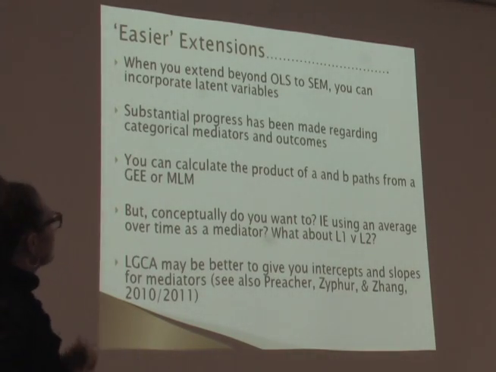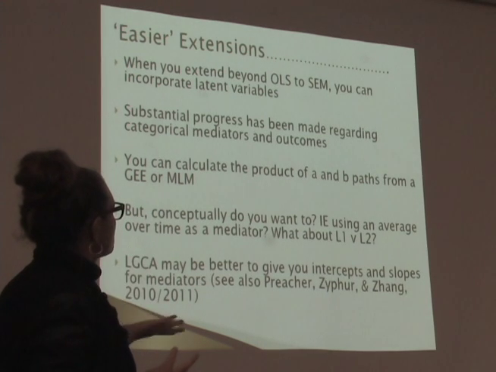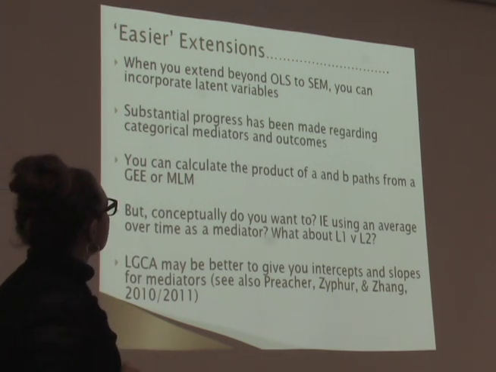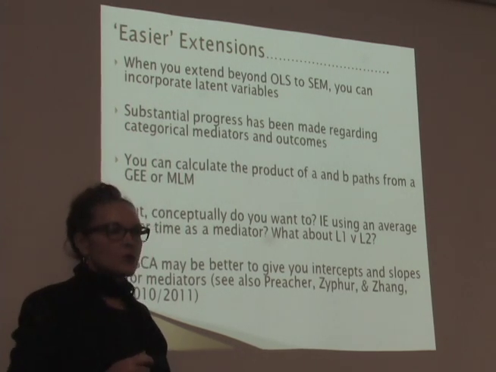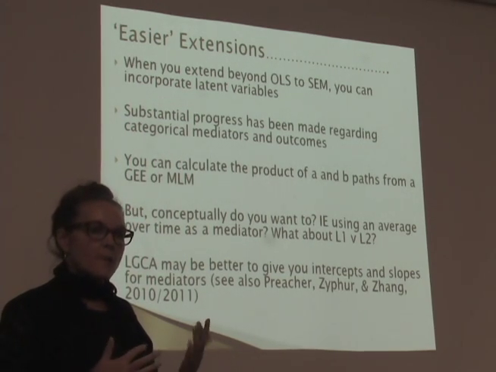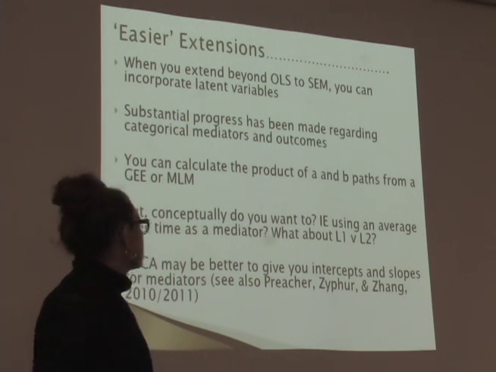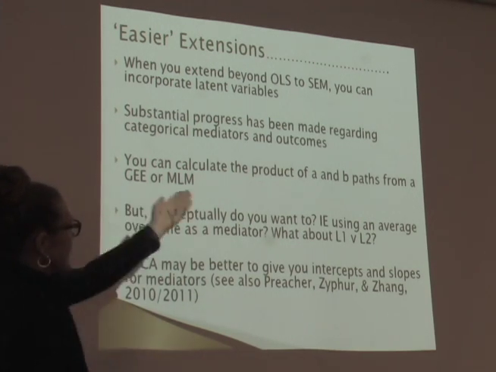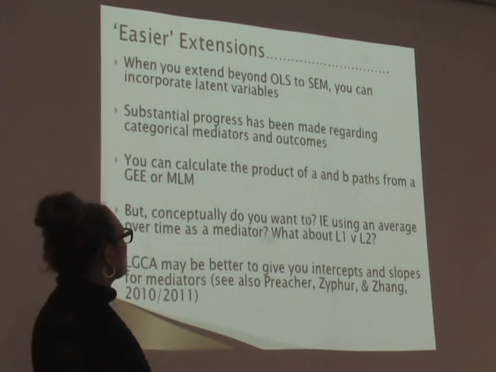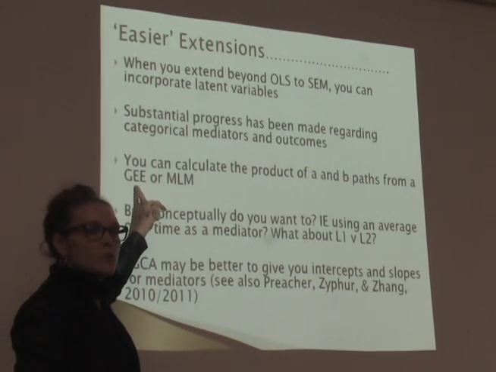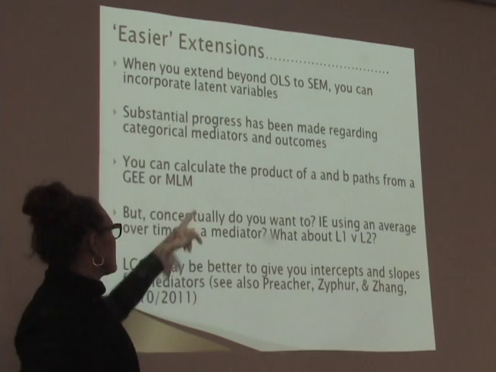Other extensions would be SEM, particularly because you can incorporate latent variables and measurement error. It used to be that categorical mediators were a problem. It no longer is, so that's another advancement. You can calculate the product of the A and B path coefficients within a longitudinal framework, so with GEE or MLM.